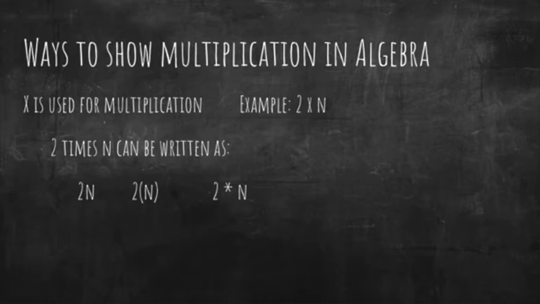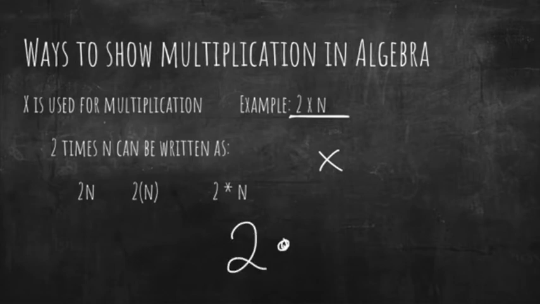So just a couple ways that you can show multiplication in algebra. A lot of times we will see this symbol x used for multiplication, which would look like 2 times n. But you can also write it just sitting next to each other, no space. You can show it using parentheses, or sometimes we use an asterisk. Or even sometimes, if you don't want to draw an asterisk, you can just use a dot like that. All of those mean multiplication.